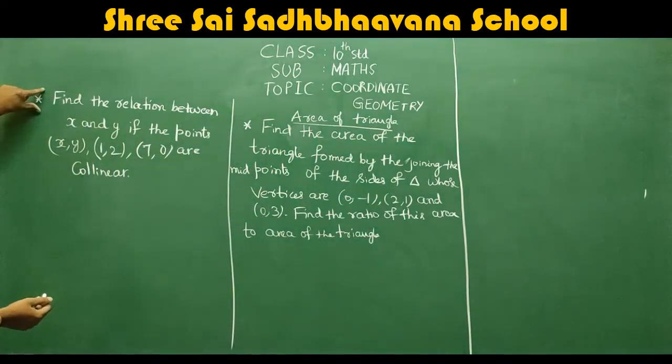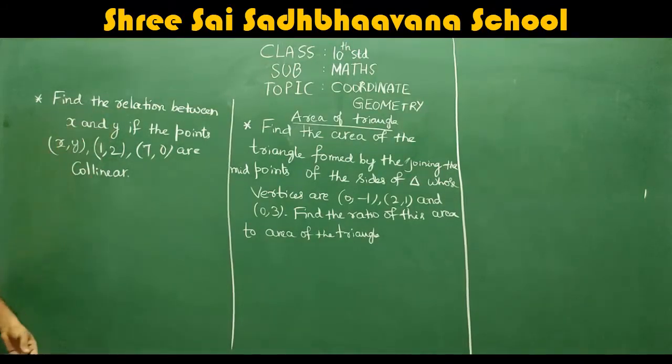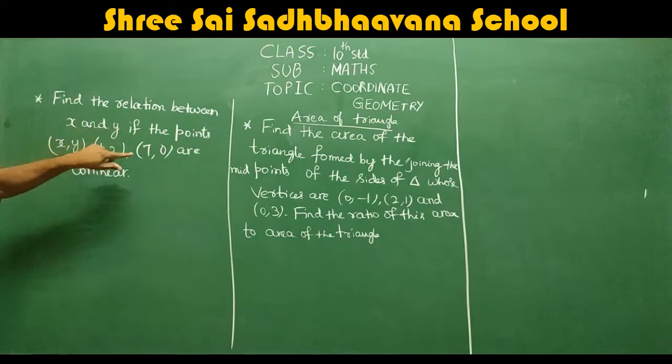Now just look at this sum. Find the relation between x and y if the points (x, y), (1, 2), (7, 0) are collinear. The same kind of sum we discussed in the last class also. What was that sum about? They had given the points are collinear and we found the k value. Correct. So what is the difference between that sum and this sum? Here we have to find the relation between x and y if the points are collinear.